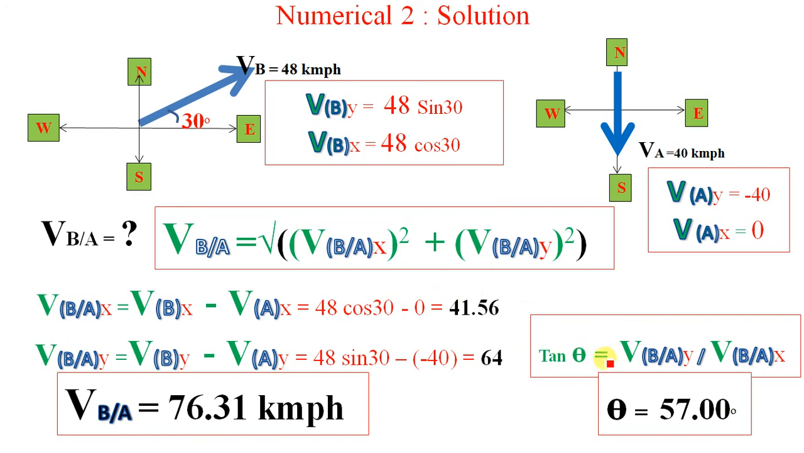Its direction has to be found by tan theta equal to the relative velocity of B with respect to A in y direction divided by the relative velocity of B with respect to A in x direction. Then tan inverse will give you the angle theta, which is 57 degrees. Here x is positive and y is positive, so it indicates that the relative velocity is in the first quadrant. The quadrant is first because x is positive and y is positive.